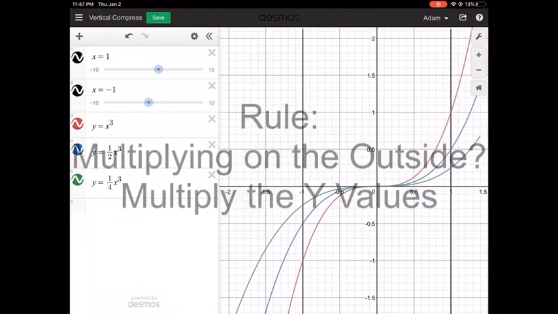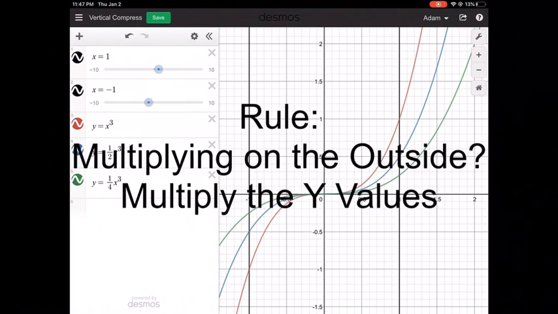So remember, when you are multiplying on the outside of the function by a fraction, a number between 0 and 1, you multiply the y values by the fraction.